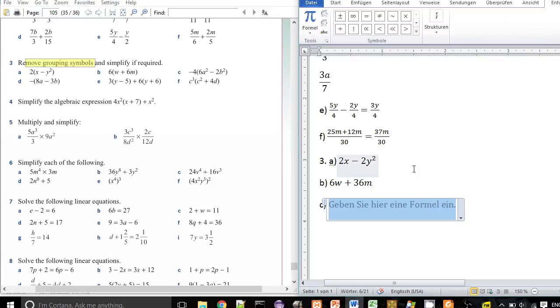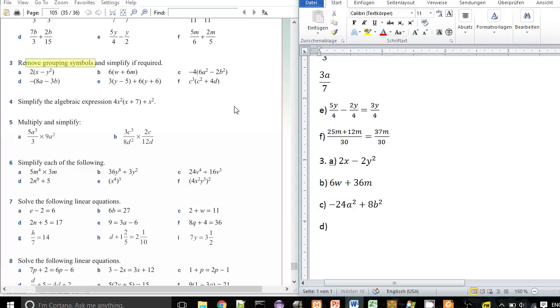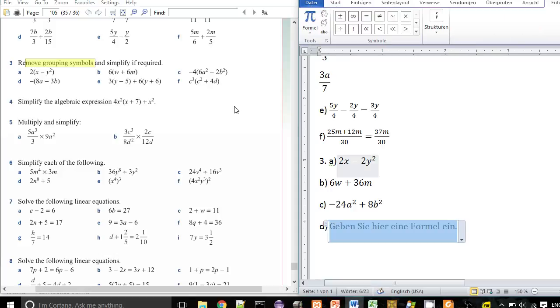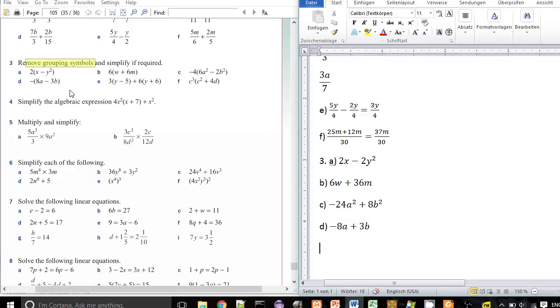C. Okay, it's going to be minus 24a squared. And then a minus times a minus is a plus. And 4 times 2 is 8, so plus 8b squared. Okay, next one, D. The minus just changes it, so it becomes minus 8a and becomes plus 3b. That's it. Same as timesing by minus 1.